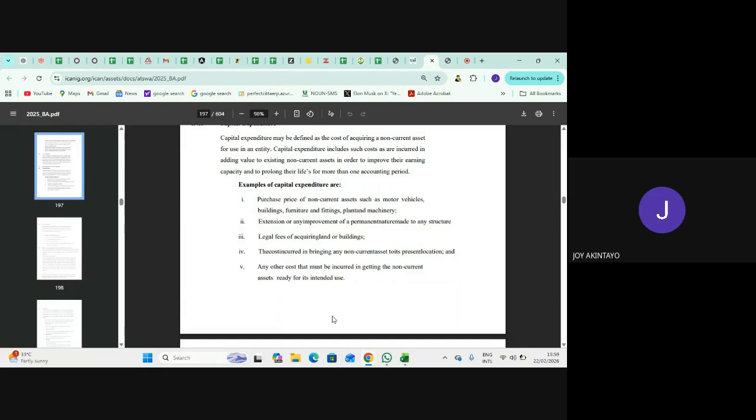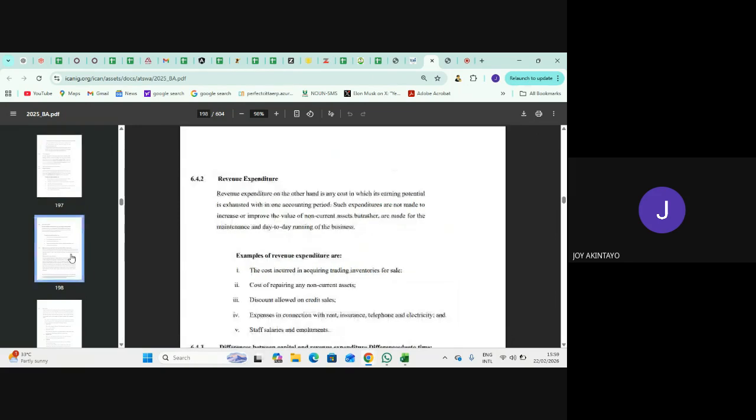Then any other cost that will be incurred in bringing the asset to its location or condition should be recognized. Now, let's look at revenue expenditure. Revenue expenditure, on the other hand, is any cost in which the earning potential is exhausted within one accounting period. That is, it is an item in our financial statement in which any capacity is being exhausted within one accounting period.